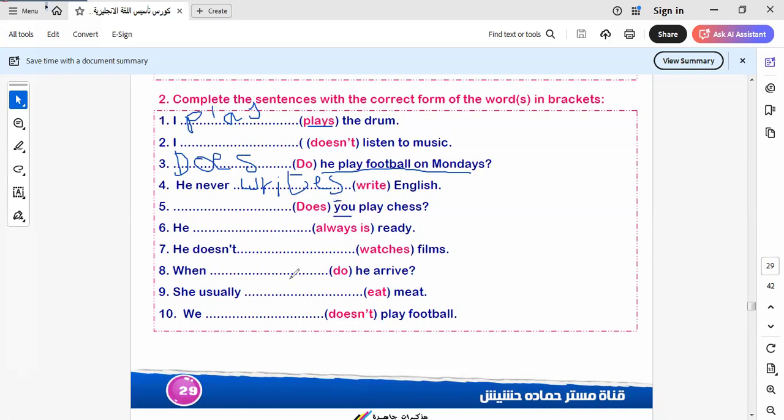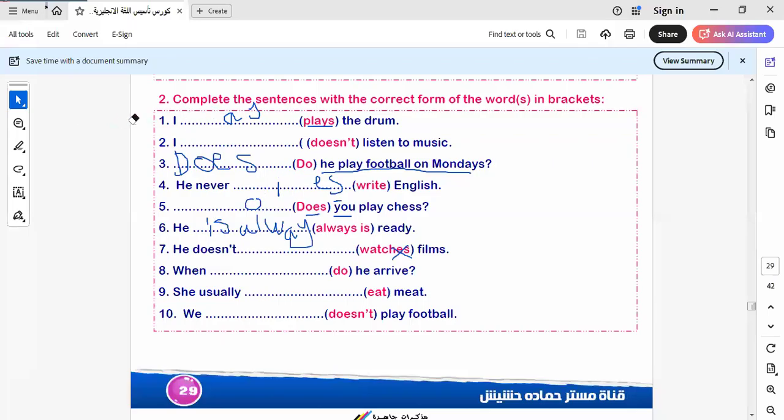Here we say you. Here you is the pronoun that doesn't take that. So I correct this verb by replacing that with do. We say he is ready. He is always. It will be he is always ready. Okay. He is always ready. He doesn't. He doesn't what? I omit es and say watch only.